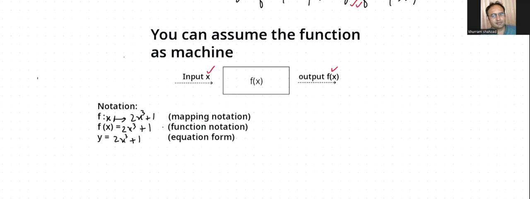Now there are a few notations to represent a function. The first one is f: x is the input and it gives the output 2x cubed plus 1. The other one is f of x: f, then within brackets we place x, and this gives us the output 2x cubed plus 1. The next one is y equals 2x cubed plus 1. This is the same function, but these are three different notations to represent it. Commonly we use this notation, as in most of the literature, so we will focus on this notation in future.